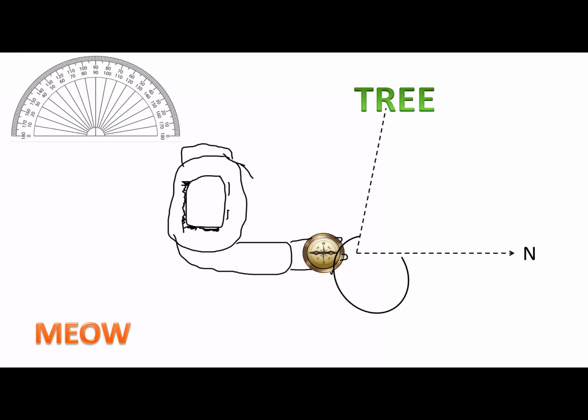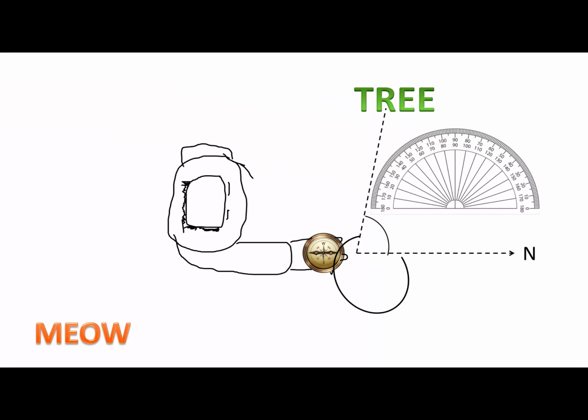Okay, you must know that angle at a point is 360 degrees. So use the compass, measure this small angle first, and then to find the bearing, you just subtract this angle from 360 degrees.